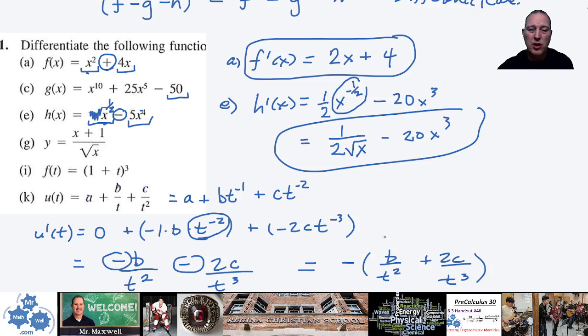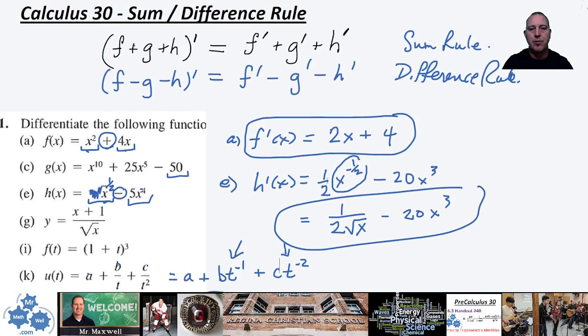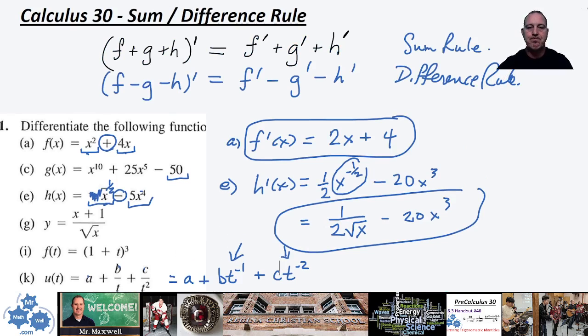All right. So that's a bit of a tricky one, but it's still just the sum difference rule. I guess we were more practicing the power rule there, right? When you have negatives, it looks a little funny. So that's the sum difference rule. Just add or subtract the derivatives, and if it's a combination of plus, sum, minus, difference, no problem.